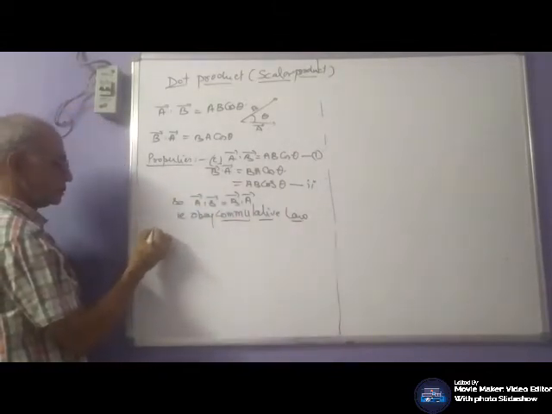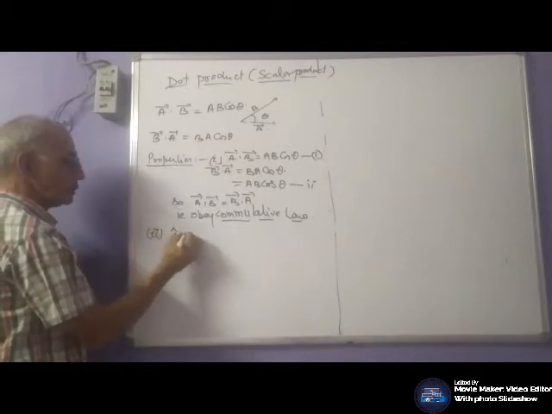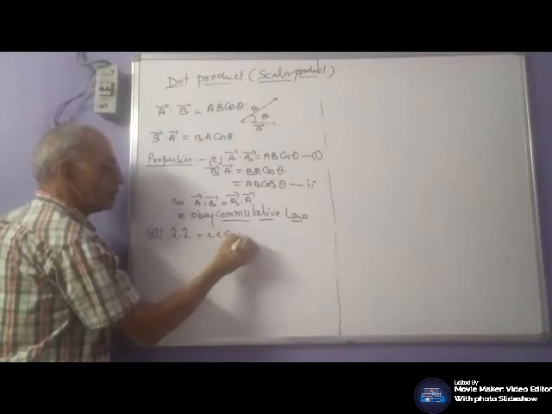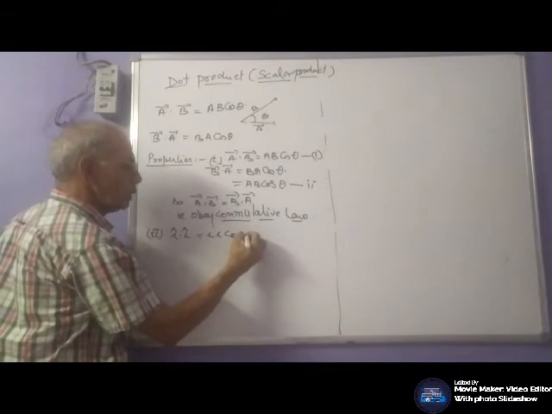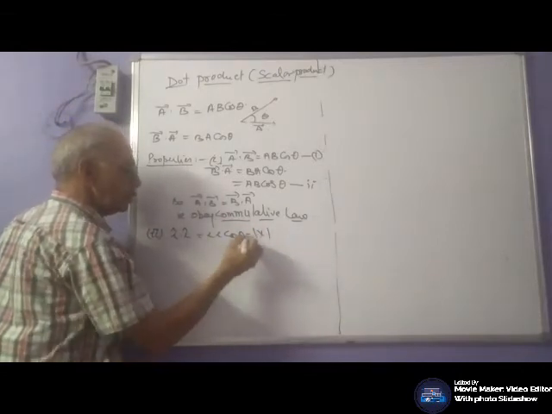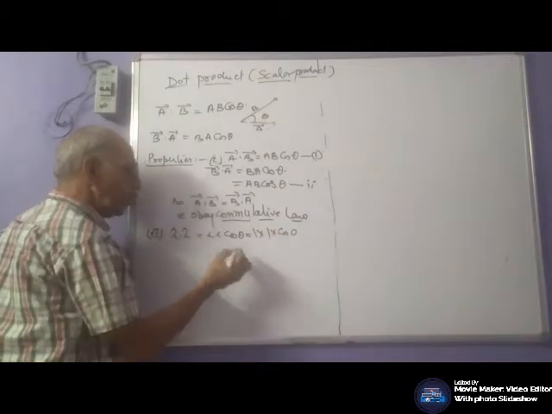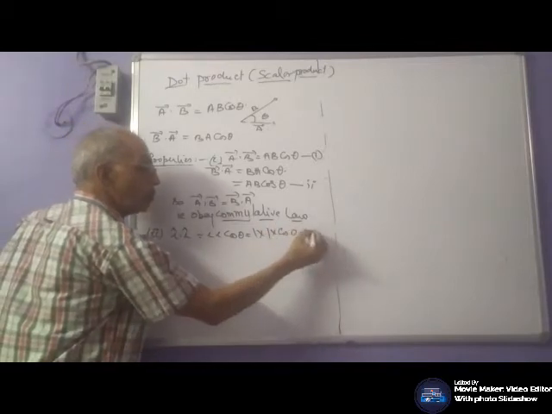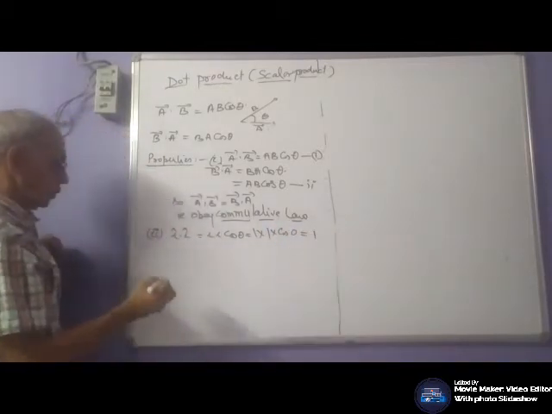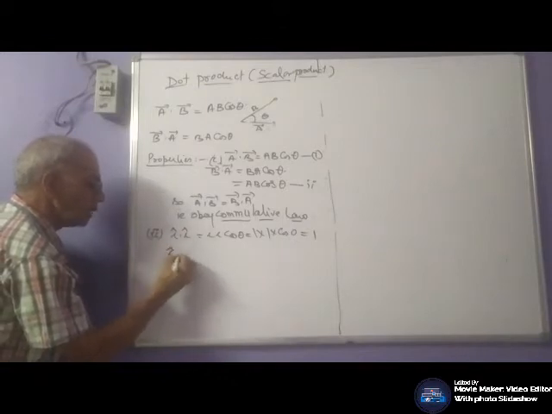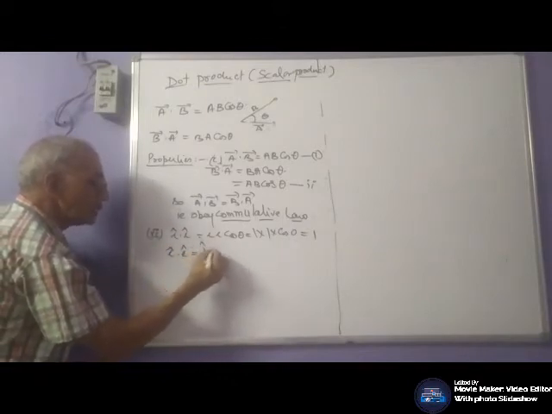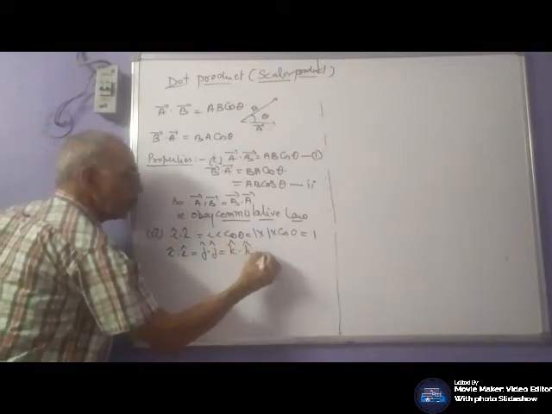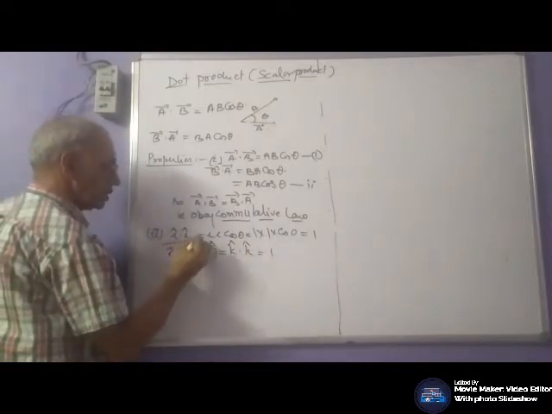Second, I dot I is 1 into 1 into cos 0. Why? I is along the x-axis, so the angle is 0. So it is 1. Hence I dot I, j dot j, k dot k is what? 1. This is the second property.